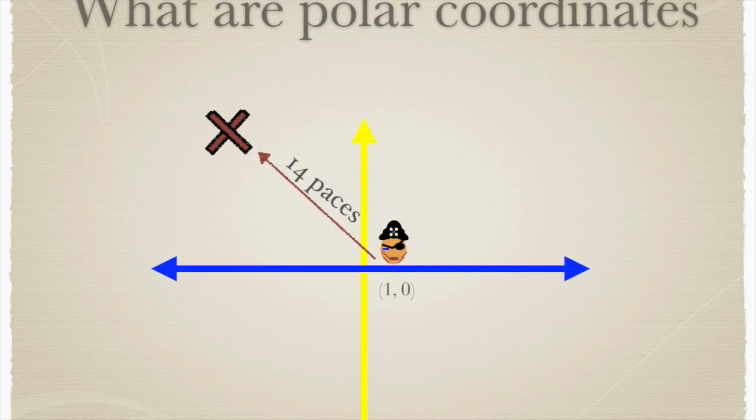So let's go on a treasure hunt. Let's say you're a pirate. Yes, I know, I spent way too much time drawing a pirate. Pirate is at 1,0, because you still need a starting point. So the pirate is at 1,0, and he's got to walk 14 paces in this direction to get to the X marks the spot to get his treasure.